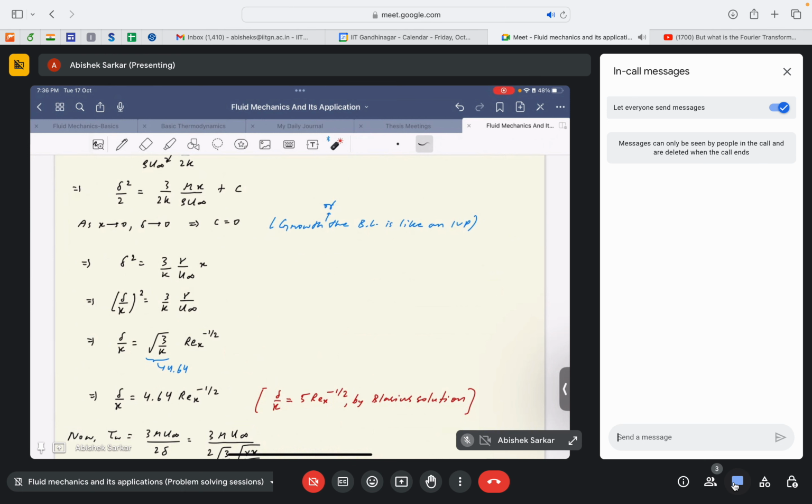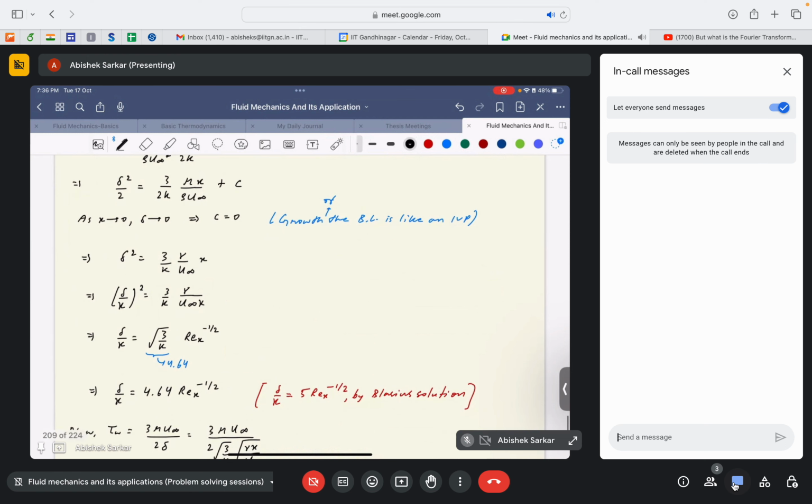I guess there is some x missing here. Yes, now it's fine. So we take the square root of this term to get that square root of 3 delta by x is equal to square root of 3 by k into the square root of local Reynolds number to the power minus half.